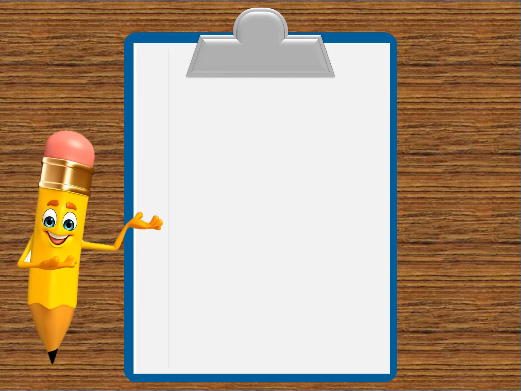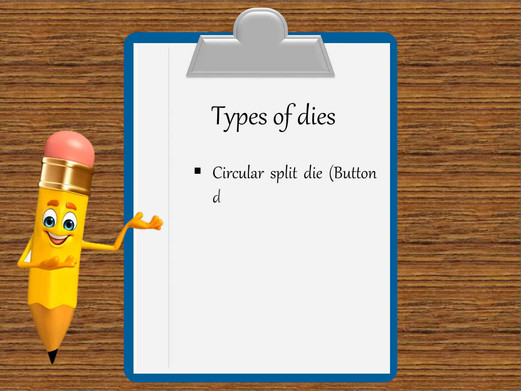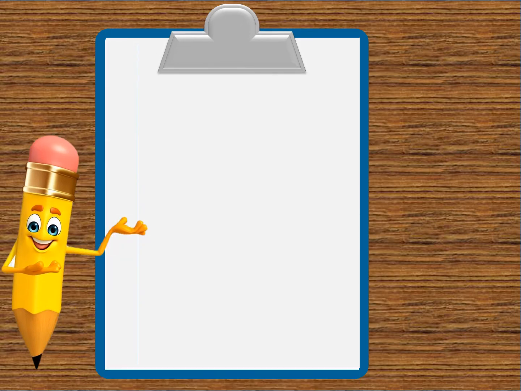Next we are going to see the types of dies. The first one is circular split die. The second one is half die. The third one is adjustable screw plate die. And the last one is die nut. Let's see the types, one by one. First is circular split die.